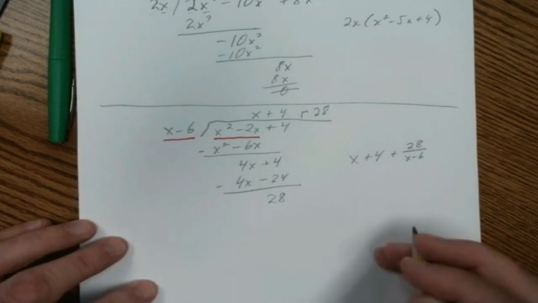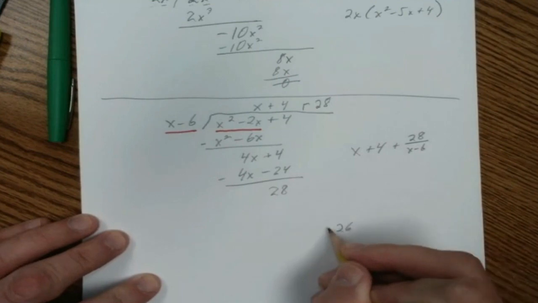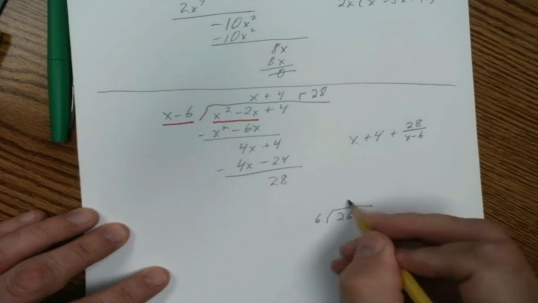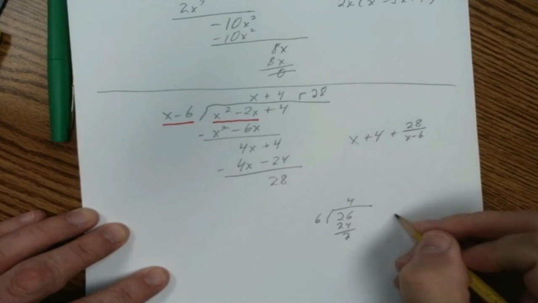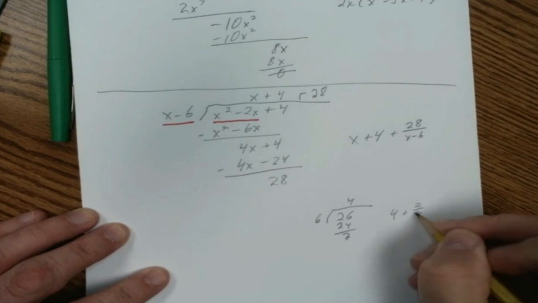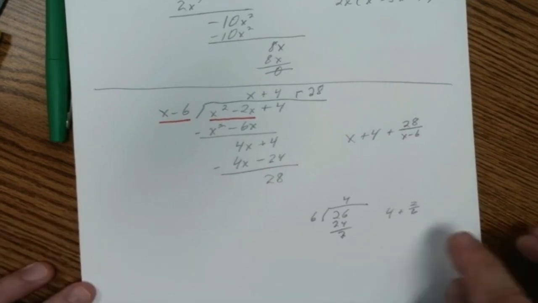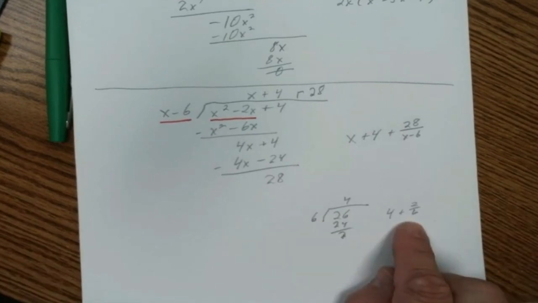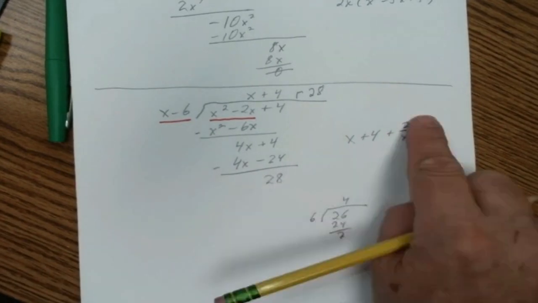Just like when you did long division a while back, if you divided 6 into 26, it'd go in there 4 times, 24, remainder 2. So we know it's 4 and 2/6, because we had a remainder of 2 out of 6, which simplifies to 1/3 in that case. 4 and a third. That's how many times 6 goes into 26. Same thing here. Whatever you're dividing by goes in the denominator. Whatever your remainder is goes in the top.